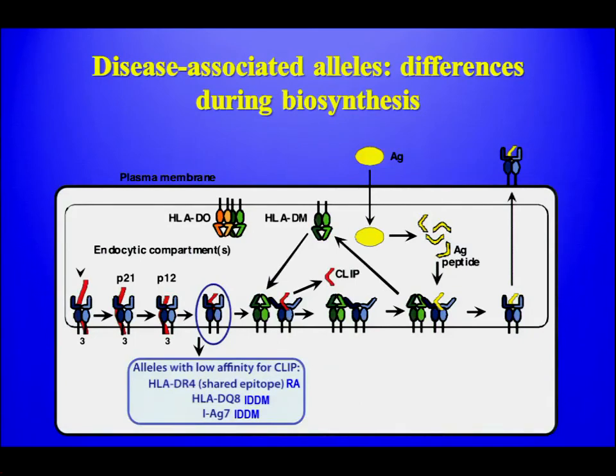Okay, so that would be sort of just a biochemical curiosity, but it turns out that a number of alleles that are disease-associated for different diseases have this same phenotype of having low affinity for the CLIP peptide, so that they lose that peptide spontaneously and they don't go normally through this whole editing process that I told you about. And that's true for the disease-associated allele for IDDM, for type 1 diabetes, both in the human and in the mouse model, as well as some other even rarer diseases.